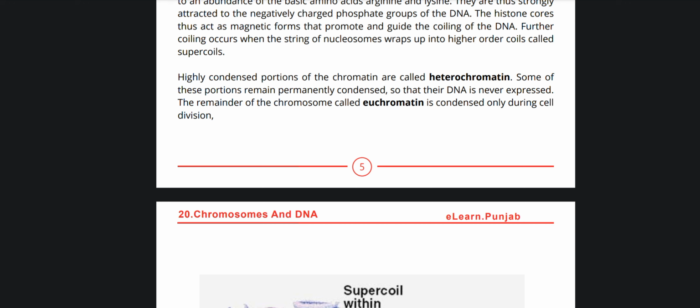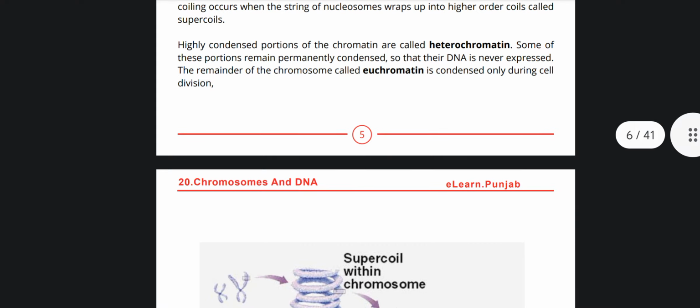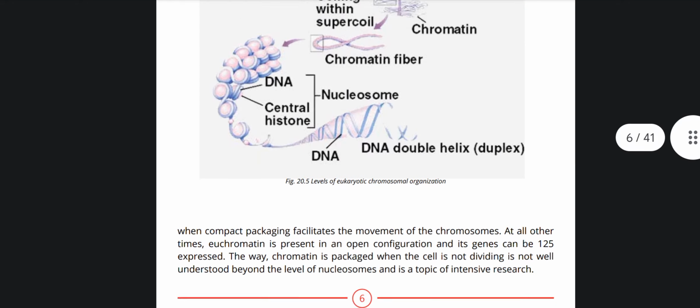Further coiling occurs when the string of nucleosomes wraps around into higher order coils called supercoils. Highly condensed portions of this chromatin are called heterochromatin. Some of these portions remain permanently condensed, so the DNA is never expressed. The remainder of the chromosome, called euchromatin, is condensed only during cell division.